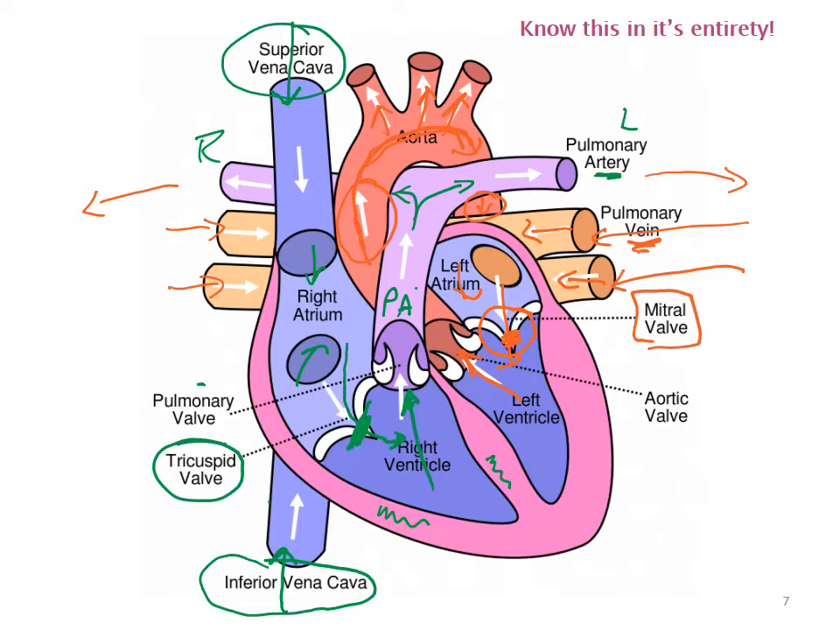One thing I neglected to mention was that on the right side, over here, is a pulmonary valve, also called a pulmonary semilunar valve. And similarly, right here is the aortic valve, also called the left semilunar valve or the aortic semilunar valve.